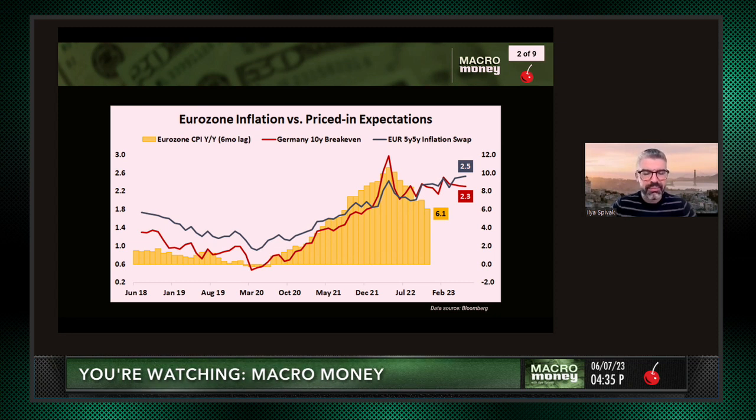That notwithstanding, here we do have a 10-year break-even and a 5-year euro inflation swap. And you can see that they tend to lead realized CPI, as you can see here, by about 6 months. So what we see here is that realized inflation is at 6.1%. These longer-term swaps and the 10-year break-even for Germany are pointedly north of the 2% ECB target.